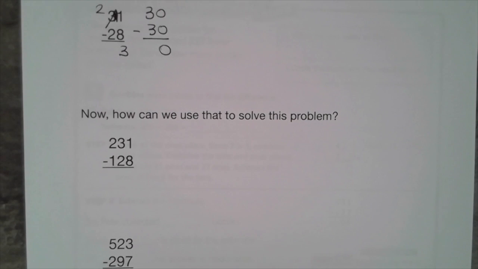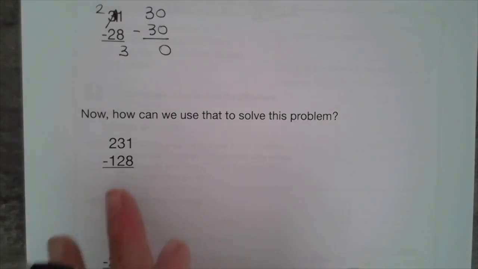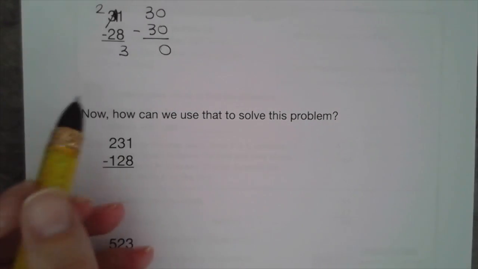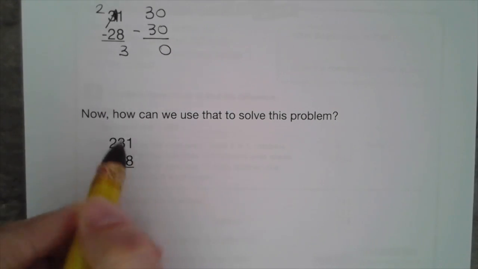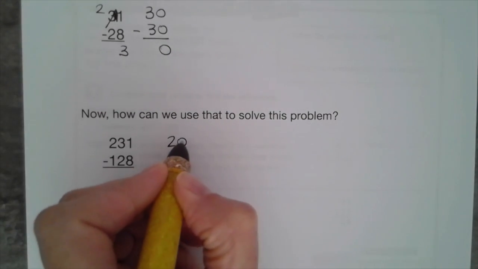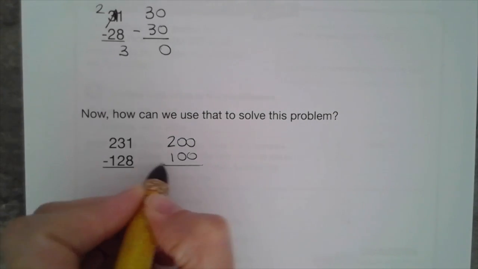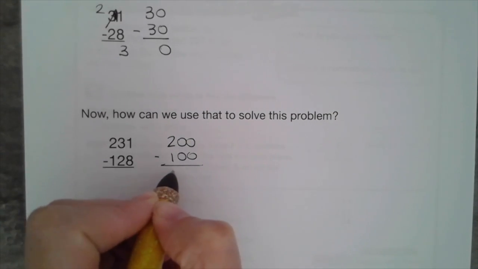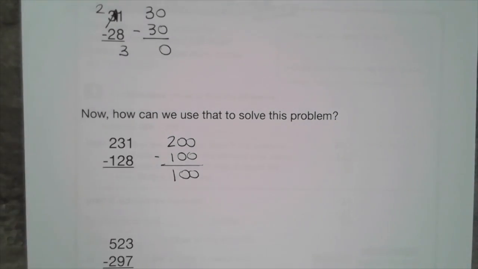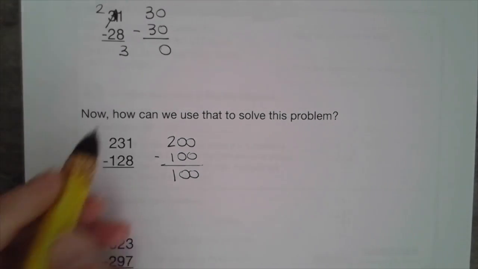We could also use that to solve this problem. 231 rounds to 200. 128 rounds to 100. So we should hopefully, remember I didn't teach you friendly numbers, so we might not get close, but hopefully we will.